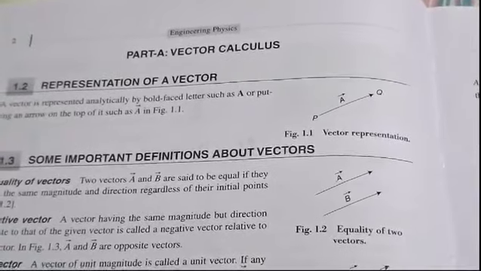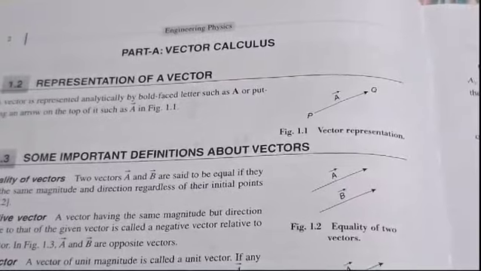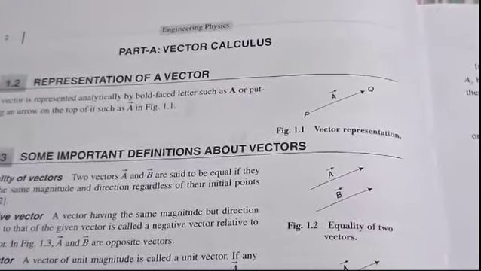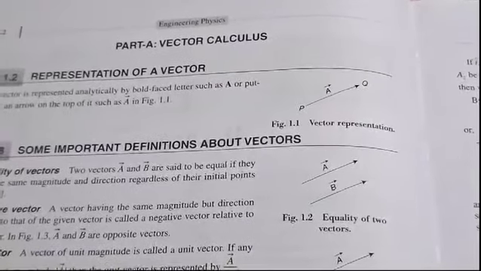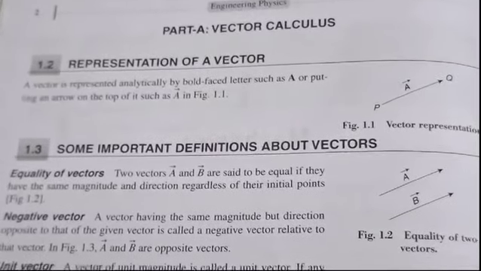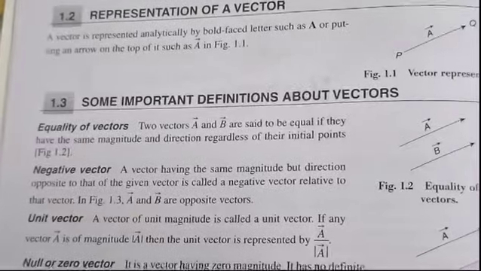Vectors. A vector quantity is a quantity that has both magnitude and direction. Example, displacement, velocity, force, etc. Now, we will discuss some important definitions about vectors.